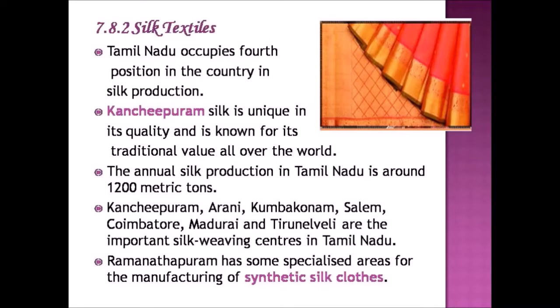Silk textiles. Tamil Nadu occupies 4th position in the country in silk production. That is in sericulture. The annual silk production in Tamil Nadu is around 1200 metric tons. So therefore, it stands 4th in the country. We all know about the Kanchipuram silk. It is well known for its quality all over the world. The important silk weaving centers in Tamil Nadu are Kanchipuram, Arani, Kumbakonam, Salem, Coimbatore, Madurai and Tirunelveli. Ramanathapuram has some specialized areas for the manufacturing of synthetic silk clothes. That is the artificial silk.